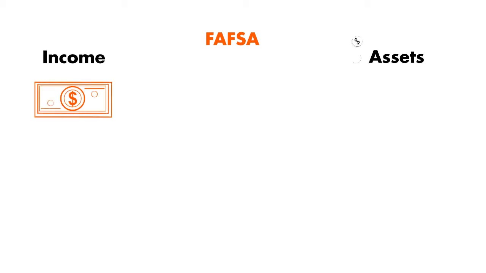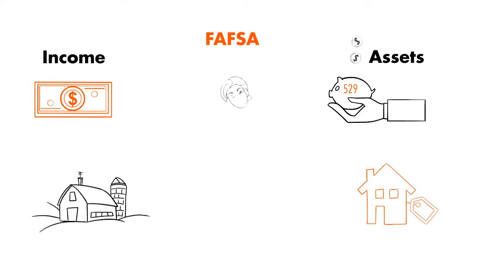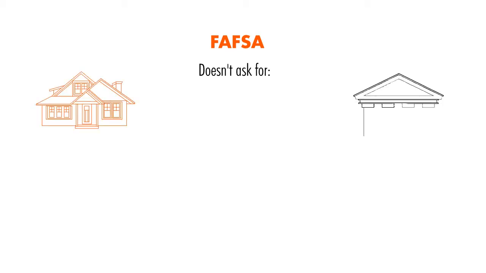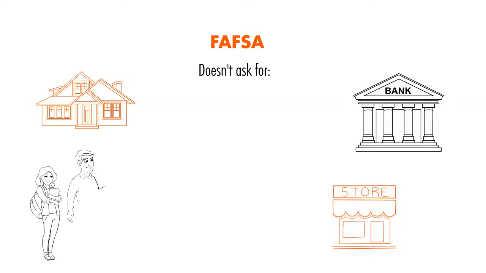Some of the information the FAFSA asks for is income, annual gross income, assets including savings, college savings plans, investment, property, and more, the worth of a farm or business if over 100 employees, total taxes paid, and it also asks for student income and assets, not just parent. The FAFSA doesn't ask for home equity, retirement savings, business information for family-owned businesses with fewer than 100 employees, as well as non-custodial parent information.